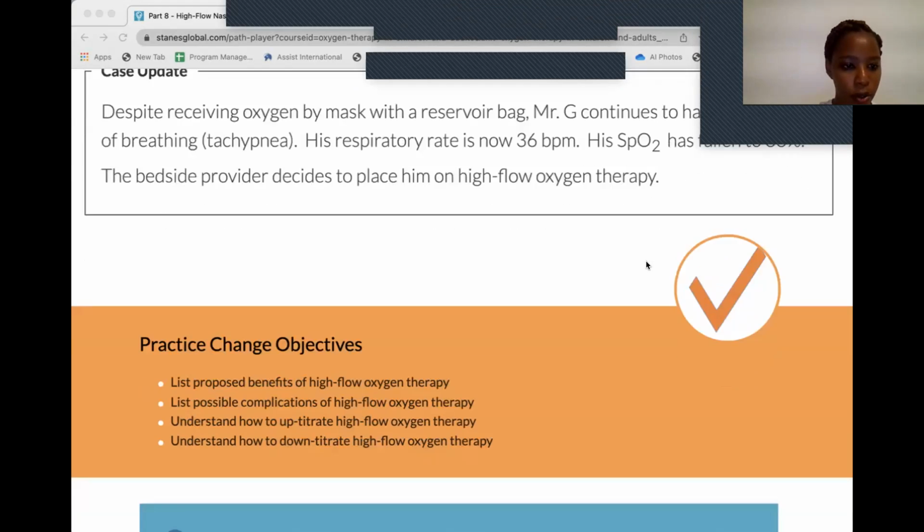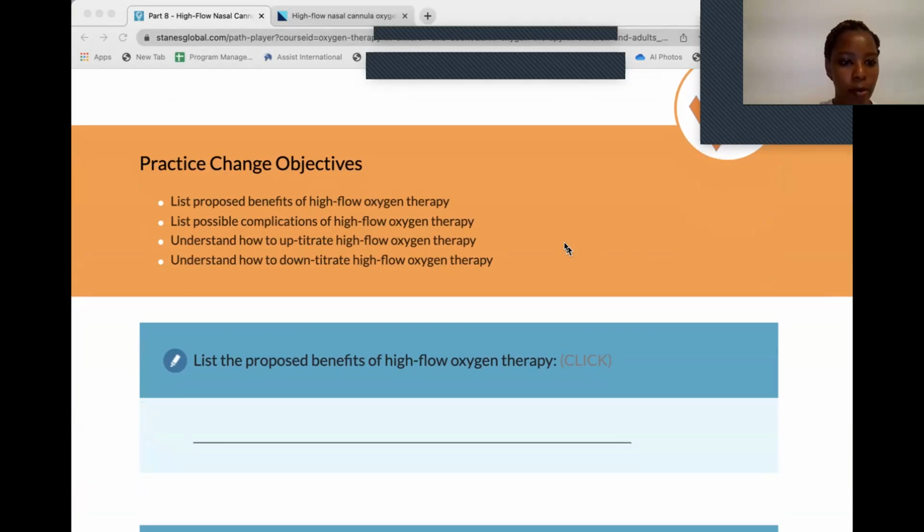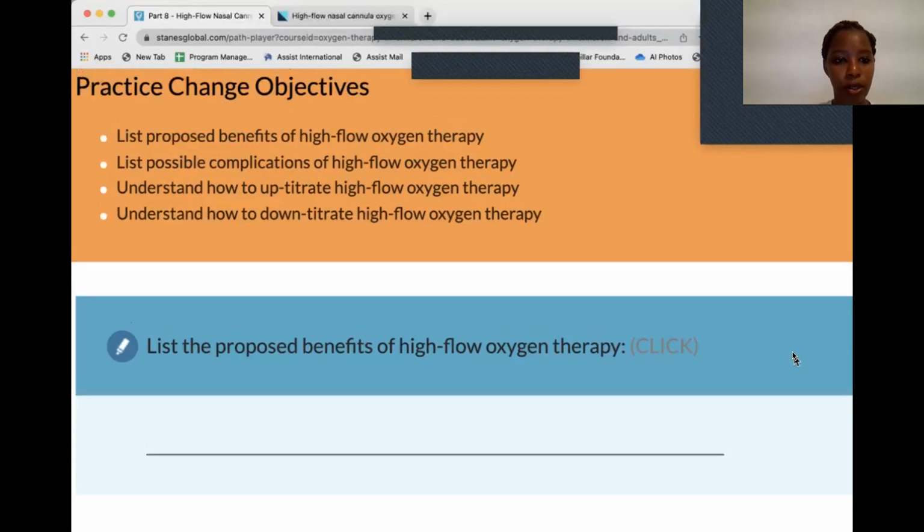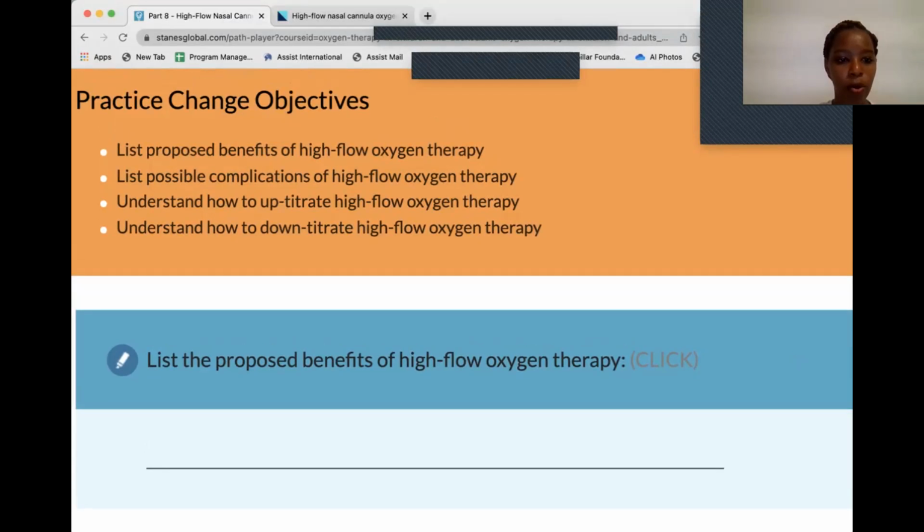So let's continue. List the proposed benefits of high flow oxygen therapy, list possible complications of high flow oxygen therapy, understand how to titrate high flow oxygen therapy and how to down titrate. So what do you think are some of the benefits of using high flow oxygen therapy? Maybe you can write for me in the chat box. Like with COVID, are there people who've been able to use the high flow oxygen therapy? So just write in the chat box what the advantage is. Are there any benefits?